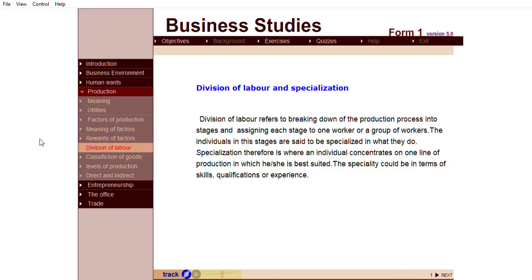Division of labor refers to breaking down of production process into stages and assigning each stage to an individual. Specialization, on the other hand, is where an individual concentrates on one line of production in which he or she is best suited.